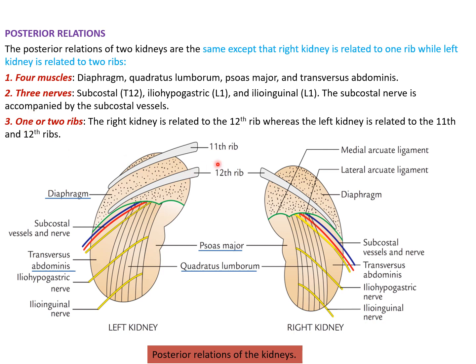The right kidney is related to 12th rib only, and the left kidney is related to 11th and 12th ribs. So these are the posterior relations of the kidneys, the difference being only that the right kidney is related to 12th rib and the left kidney is related to 11th rib also.